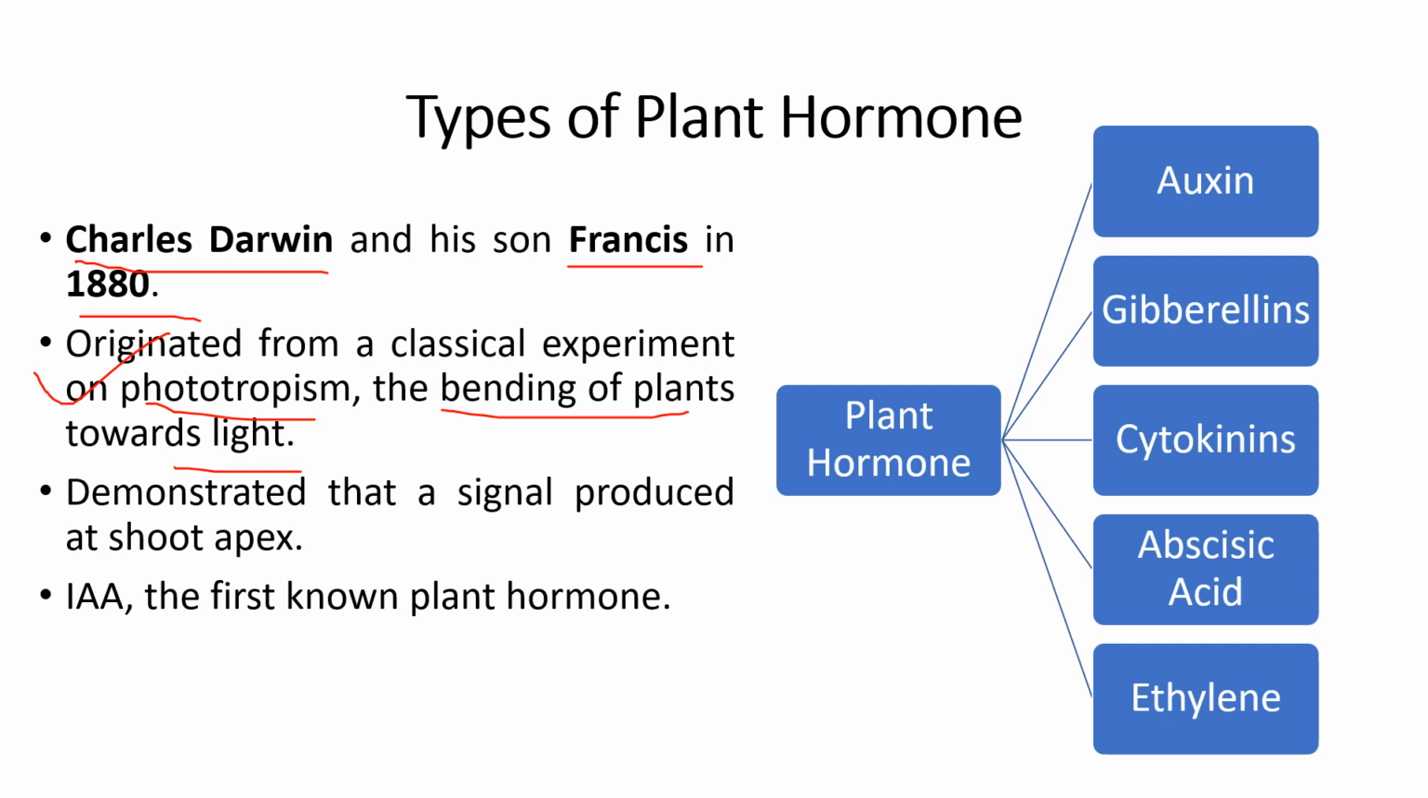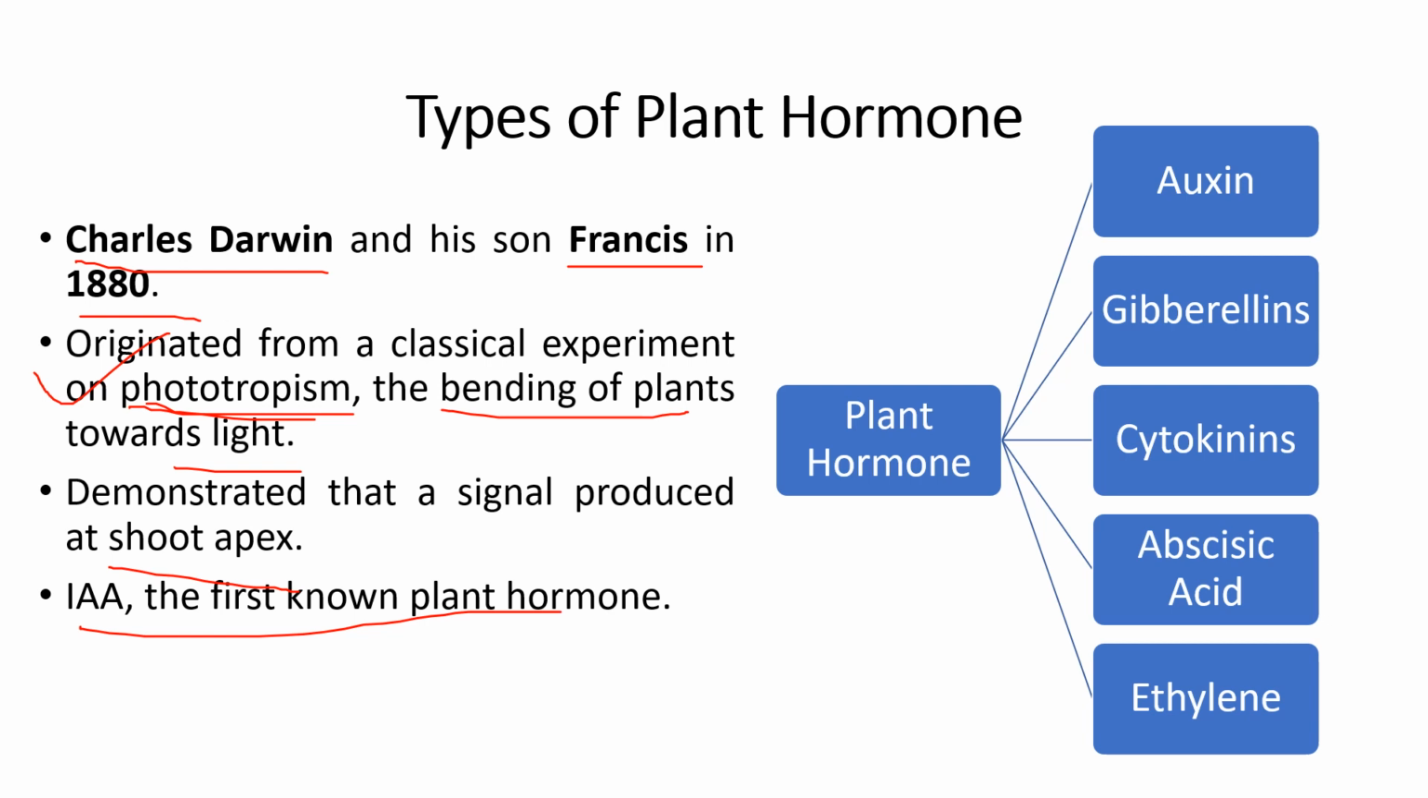So the plant was bending towards the light source, as we know that the basic requirement for a plant to grow is photosynthesis, which requires sunlight and water. From this phototropism experiment, he concluded that a signal was produced at the shoot apex. This signal was subsequently shown to be IAA. IAA is indole-3-acetic acid. So it was the first plant hormone depicted in his experiment.